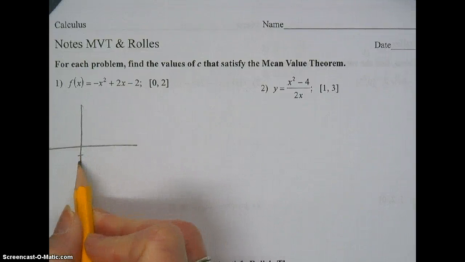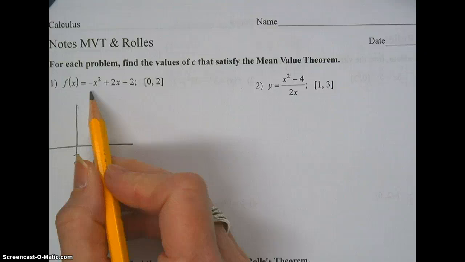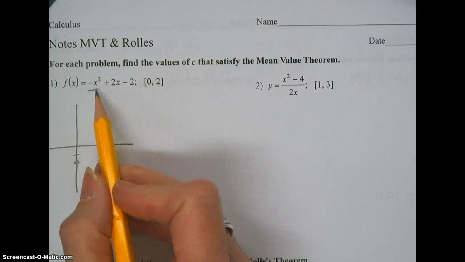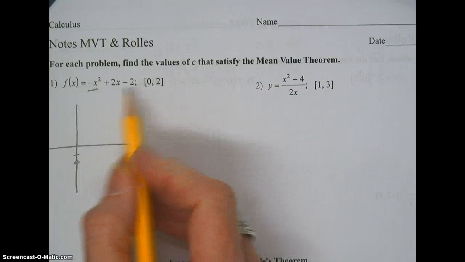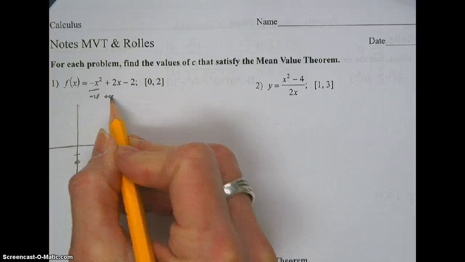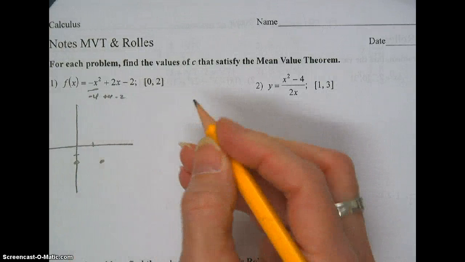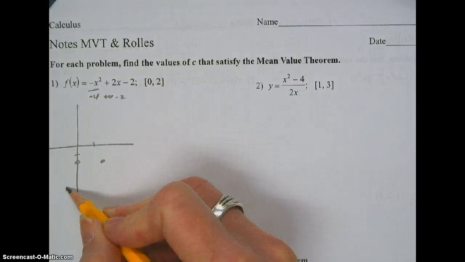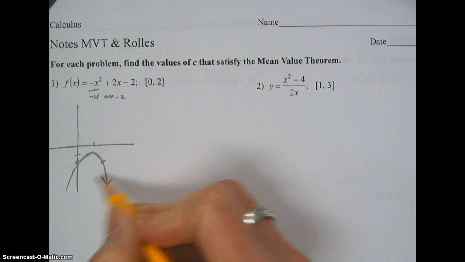So problem number 1, let's just get a quick little sketch of this. We know we have a y-intercept at -2. We have a downward parabola. We're looking at the point 2. If I stick in 2, I get -4 + 4 - 2, so I have a -2 here. So my parabola must look something like that.